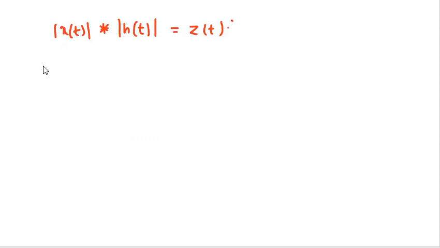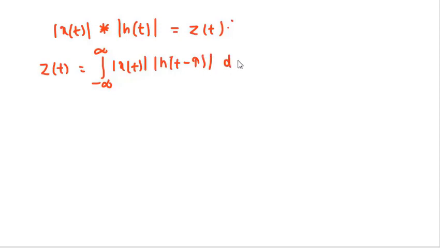So you can write z(t), and this is the convolution integral, as the integral from minus infinity to infinity of mod of x(tau) into mod of h(t minus tau) d tau, and y(t) is given as the integral from minus infinity to infinity of x(tau) into h(t minus tau) d tau.